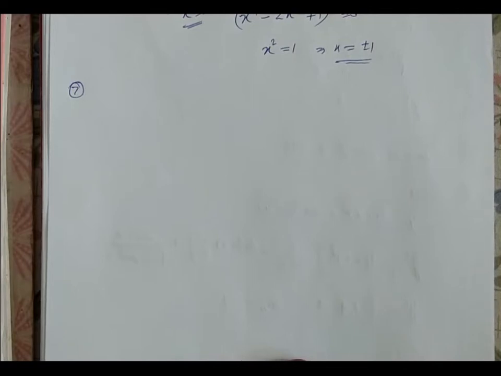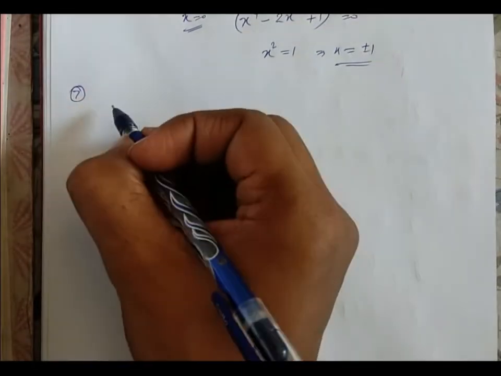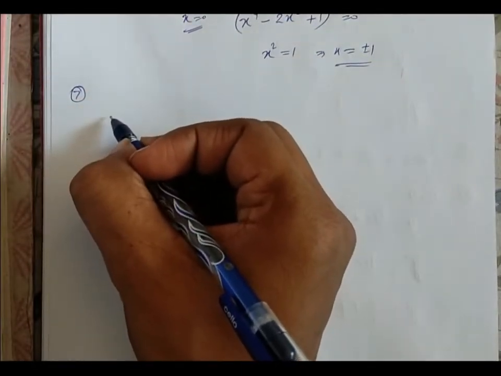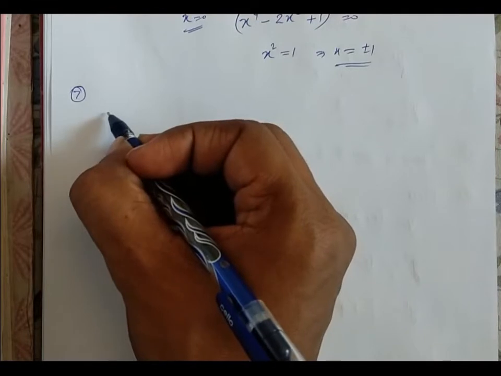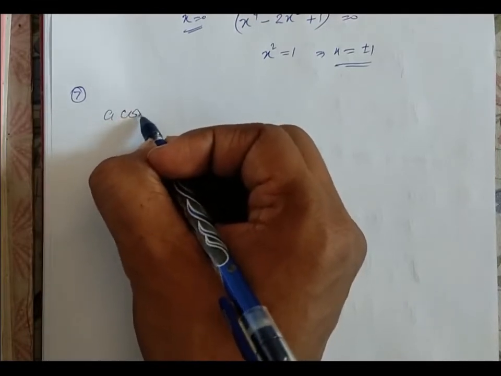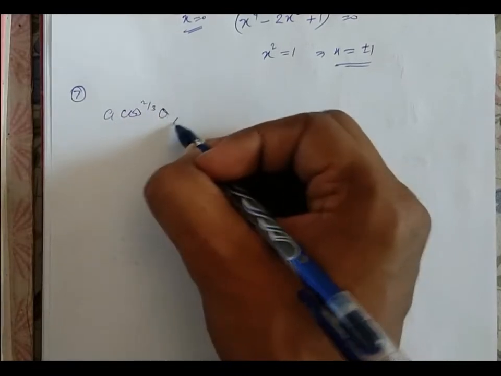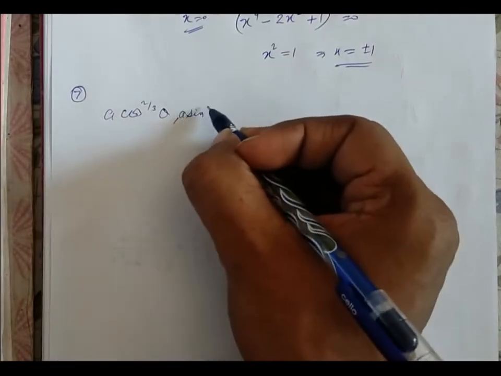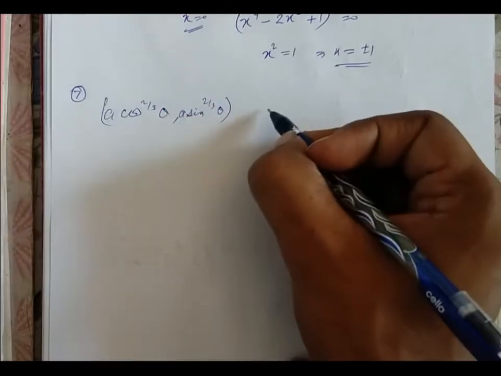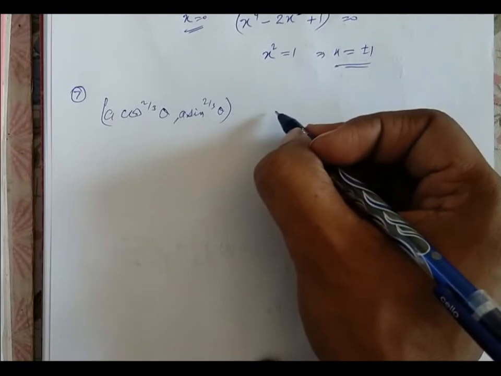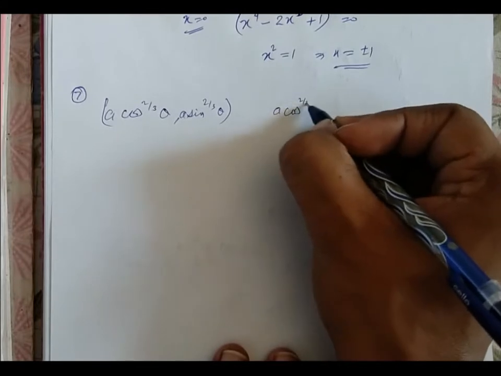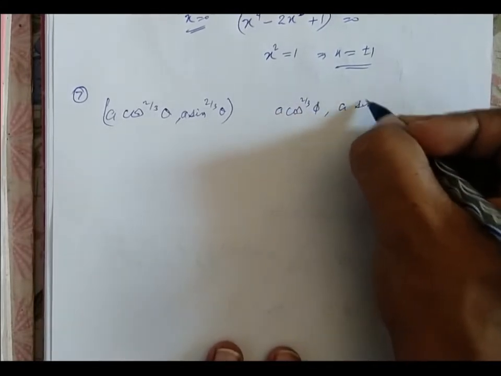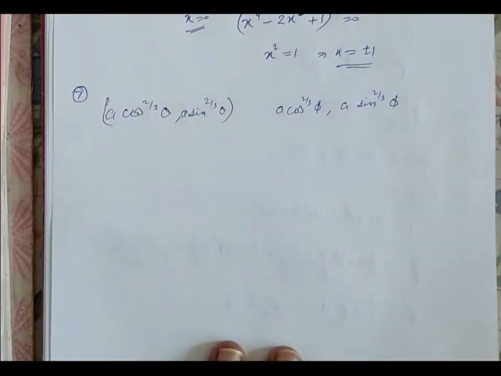So it would be easier to assume parametric coordinates for this. Assume x1 y1 to be a cos to the power 2 by 3 theta, comma a sin to the power 2 by 3 theta, and assume x2 y2 to be a cos to the power 2 by 3 phi, comma a sin to the power 2 by 3 phi. Clearly any point of this form lies on the curve.